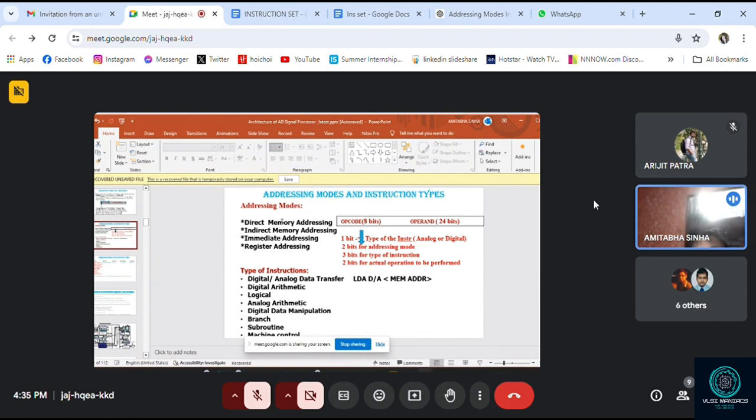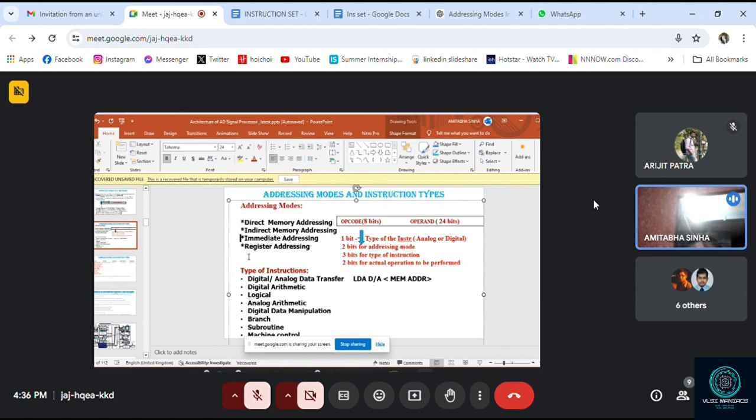So typical addressing modes are direct memory addressing, indirect memory addressing, which is very much required, immediate addressing, and register addressing. I'm not going to discuss all this in detail, like why indirect addressing; you can refer to a standard book, because otherwise it will take more time.